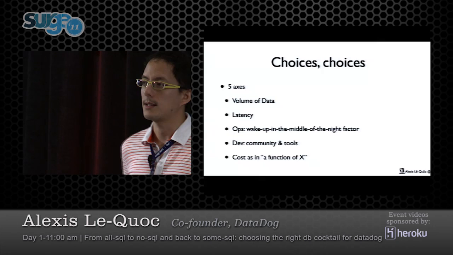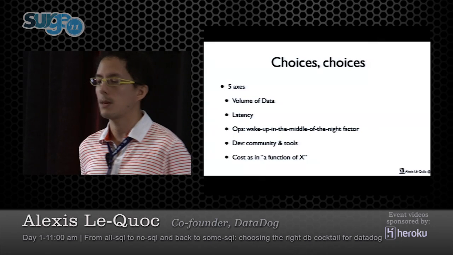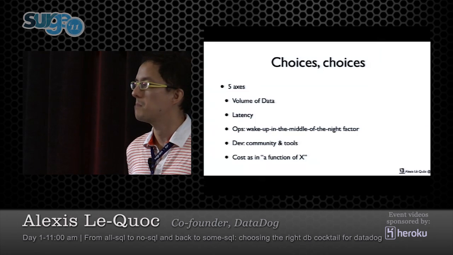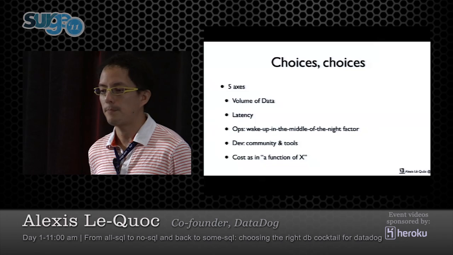The third aspect is really down to earth: does it wake me in the middle of the night? That's particularly important if you're a young company with a small team; you want something that's going to work. The fourth criterion is the community, because from a development standpoint, how easy is it to code against? And the last axis we considered is cost: what is driving our cost for that particular data store?